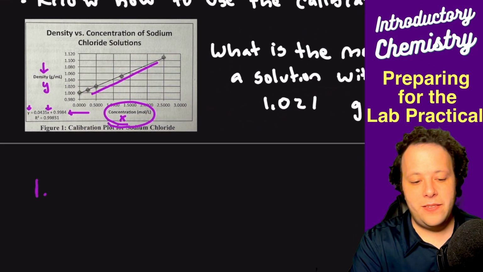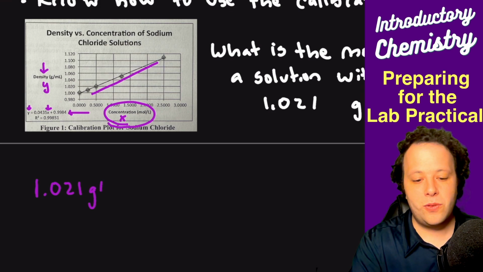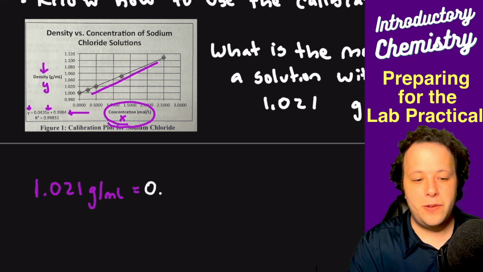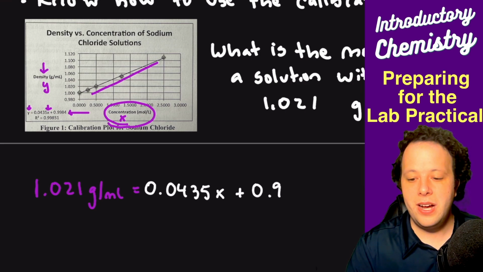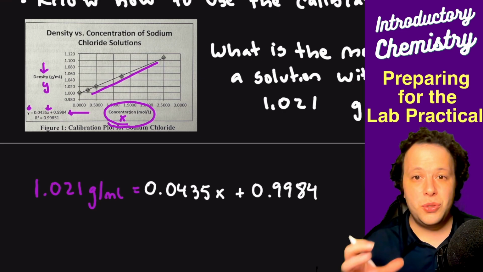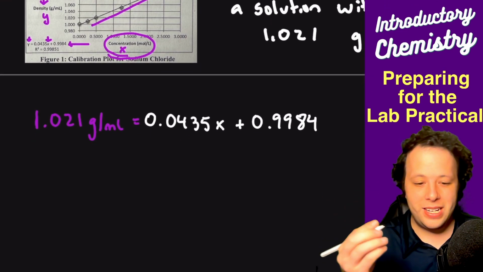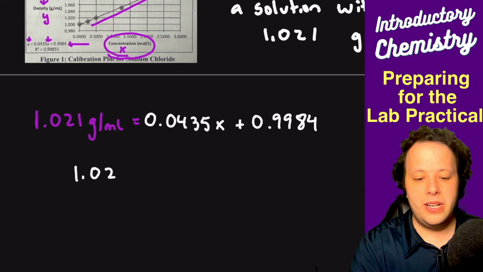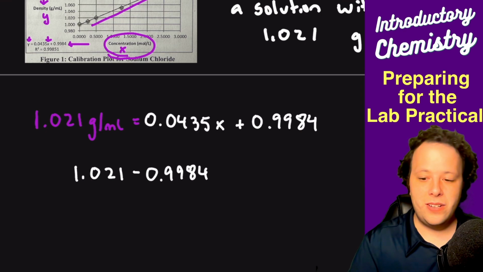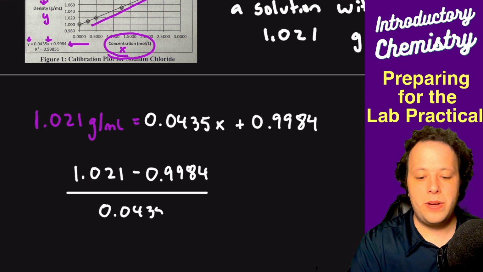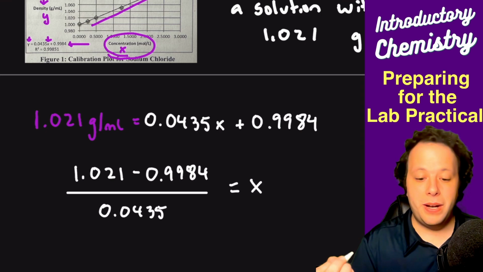So what we have is 1.021 grams per mL. And that's going to be equal to the other part of the formula, which is 0.435x plus 0.9984. So what you would do is rearrange this equation and solve for x. We're going to subtract our 0.9984 and then divide by our 0.435. That would get x by itself.